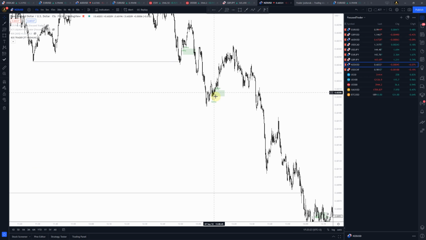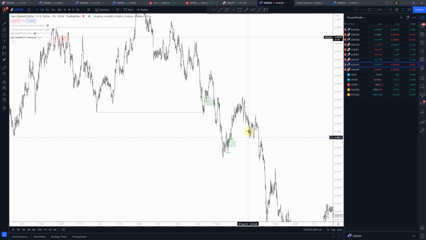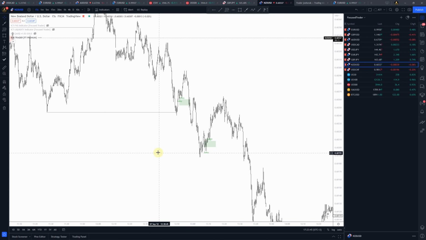Also you get your signal here, and as you for sure know, there are bars after the liquidity was grabbed, after which I am showing the area of interest. So if I lower this to, for example, 30, this will go away. Just wait for a while, for a longer while, and you see it's gone.